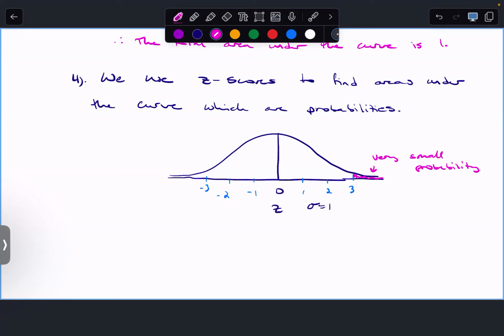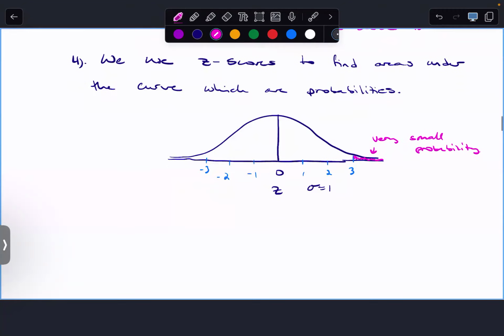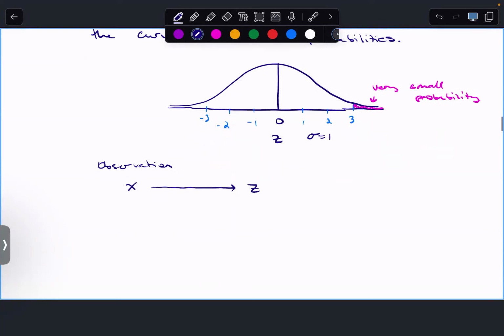So that's how we're going to use these things. From some observation X, you're first going to calculate a Z by taking Z equals X minus mu over sigma. Right? So X is going to have some mu and sigma. And so then you can standardize it to calculate your Z. Now you're on this beautiful curve, same shape, right? But different center, different spread.